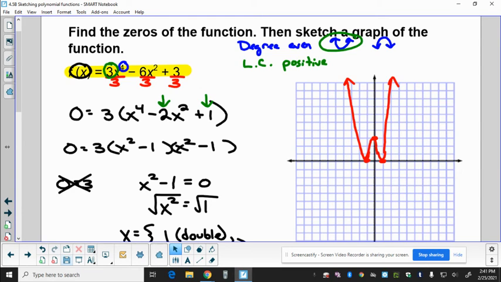without making a table of values. All right, let's take a look at that on Desmos. Let's see how close we are.